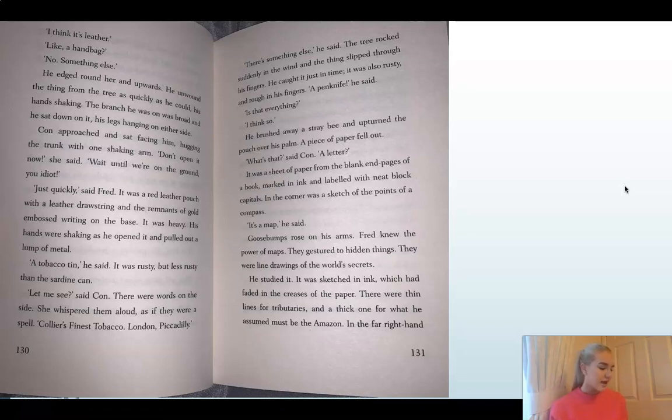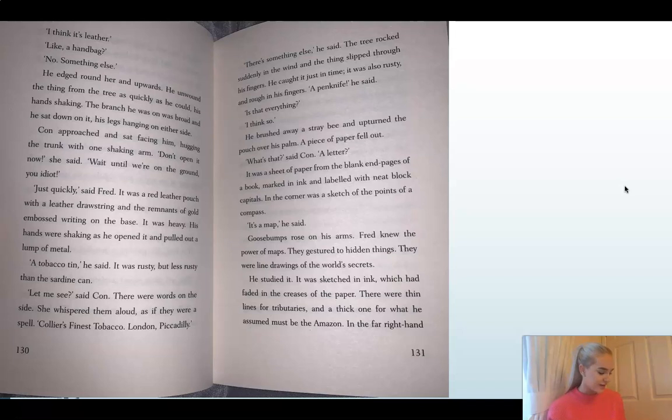There's something else, he said. The tree rocked suddenly in the wind and the thing slipped through his fingers. He caught it just in time. It was also rusty and rough in his fingers. A penknife, he said. Is that everything? I think so. He brushed away a stray bee and upturned the pouch over his palm. A piece of paper fell out. What's that? Said Con. A letter. It was a sheet of paper from the blank end pages of a book, marked in ink and labelled with neat block capitals. In the corner was a sketch of the points of a compass.